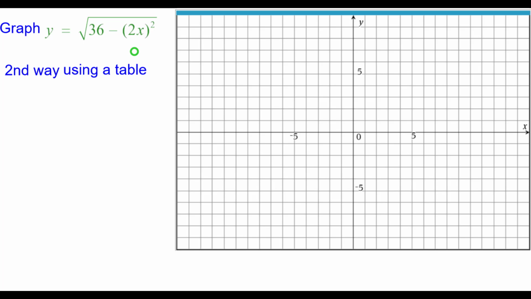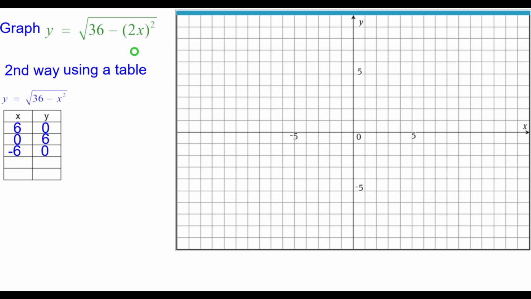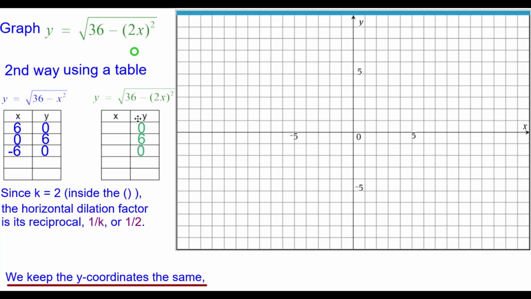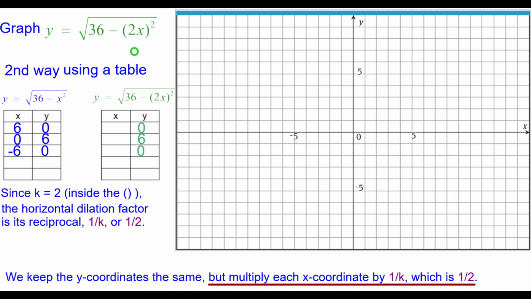Second way, using a table. This is our table of 3 values for this, the x and y intercepts. Since k equals 2 inside the parentheses there, the horizontal dilation factor is its reciprocal, which is 1/2. We keep the y-coordinates the same, as you can see right here, but the x-coordinates are going to be multiplied by the reciprocal of k, which is 1/2.